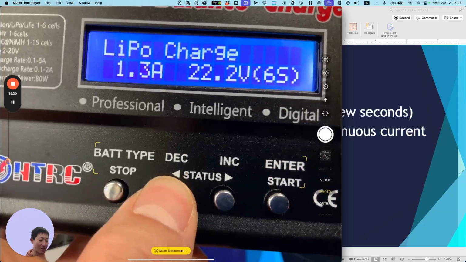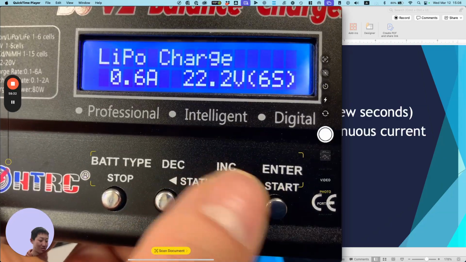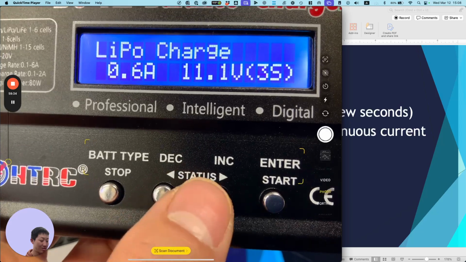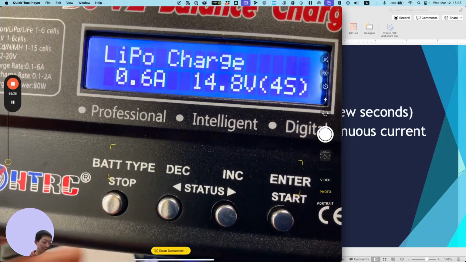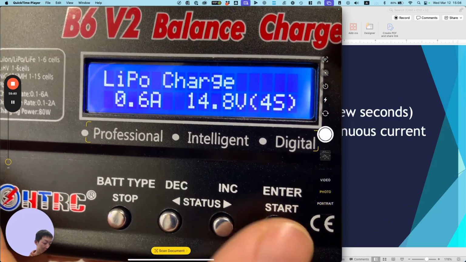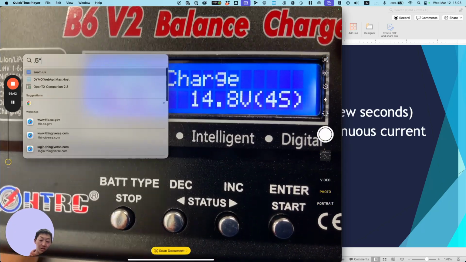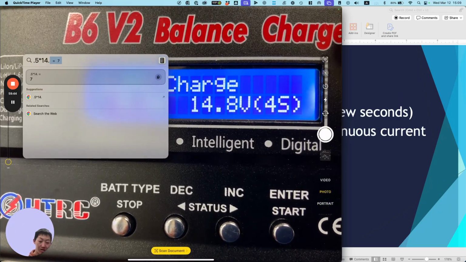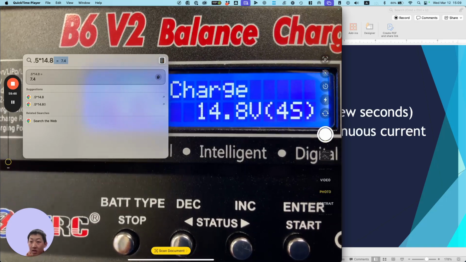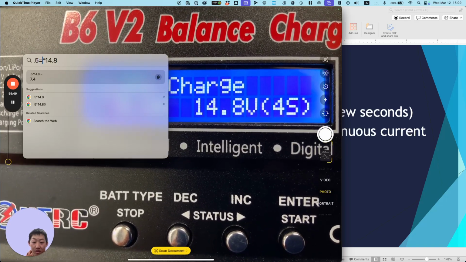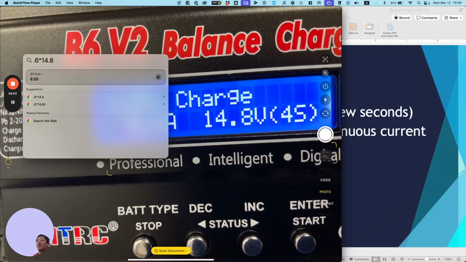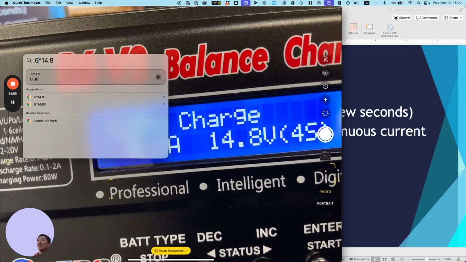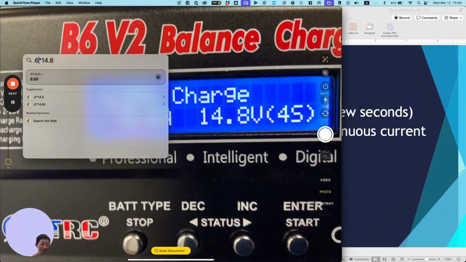So what's the power output on ours? Let's take a look. Was it 4S? Okay, so what's the power output on ours then? This is what we're using. 0.5 times 14.8. Okay, so it's like 8 watts. So we're not even close to how much this thing can put out.